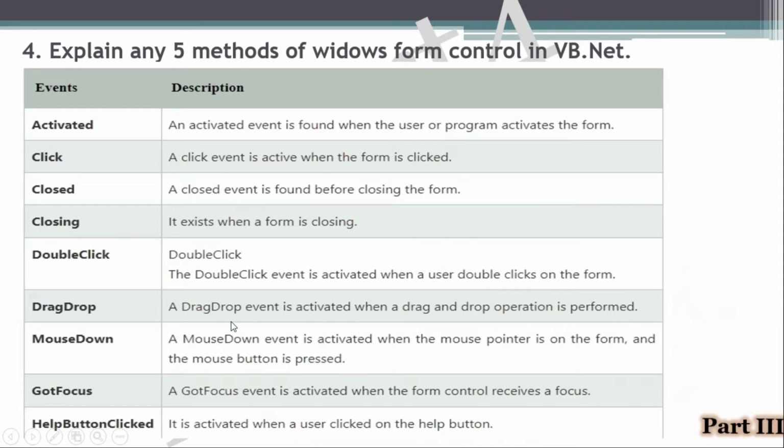DragDrop. A DragDrop event is raised when a drag and drop operation is performed. MouseDown. A MouseDown event is raised when the mouse pointer is on the form and the mouse button is pressed. GotFocus. A GotFocus event is raised when the form control receives focus. HelpButtonClick. It is raised when a user clicks on the help button. These are some events which are used in Windows Form control.